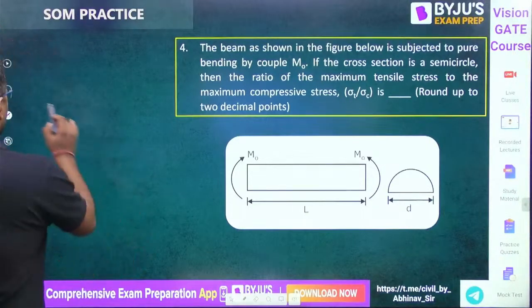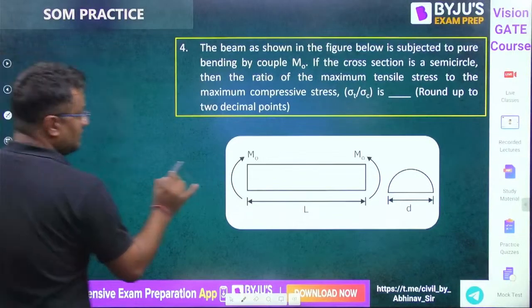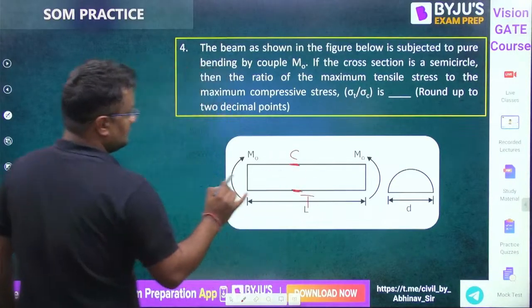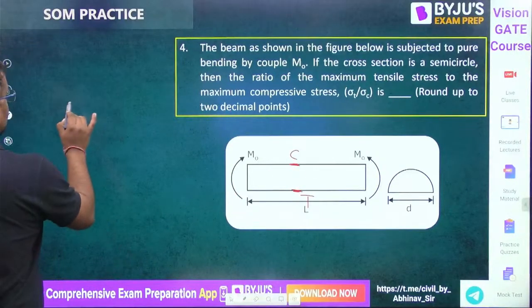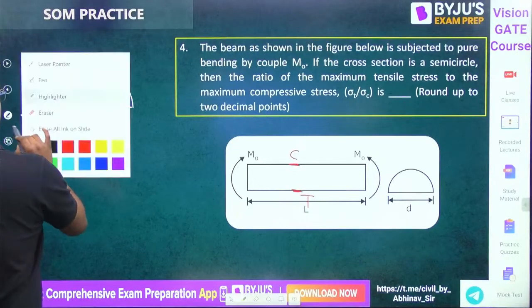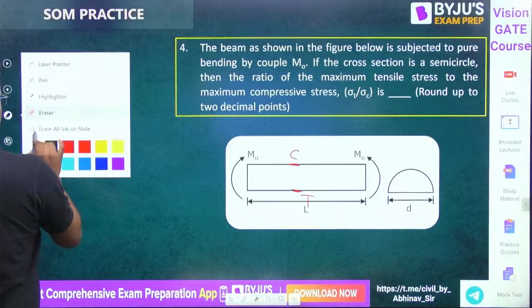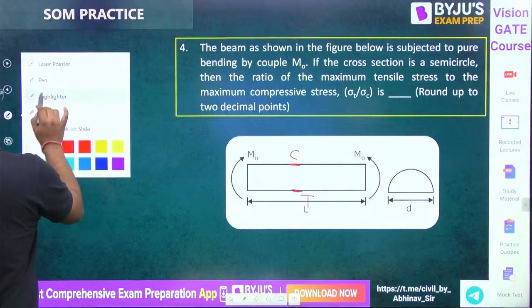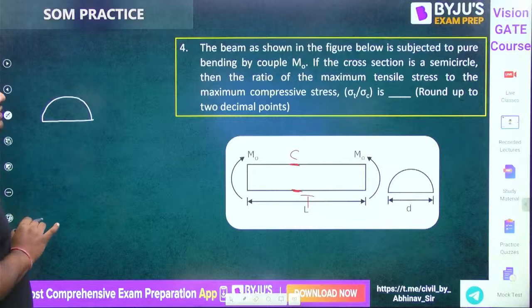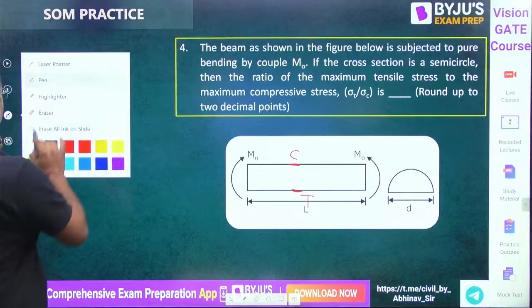Okay. So guys, first of all, this is a sagging moment. So the top portion is in compression and the bottom is in tension. And the cross section is like this. Let me make it a little bigger.